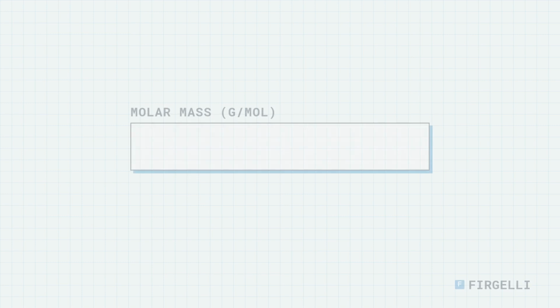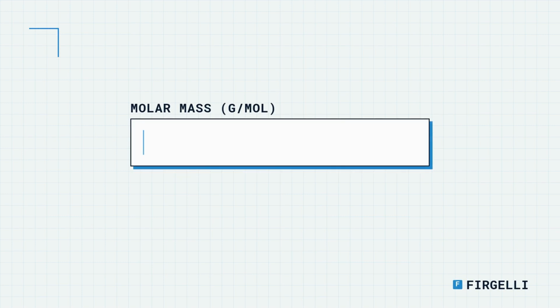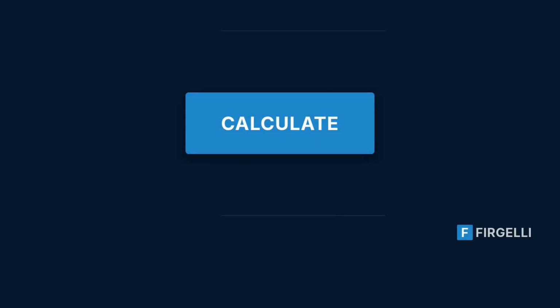For this mode, enter temperature in Kelvin. I'm using 298.15. Then input molar mass in grams per mole. I'm entering 28.014, which represents nitrogen gas. After clicking Calculate, here's what we get.